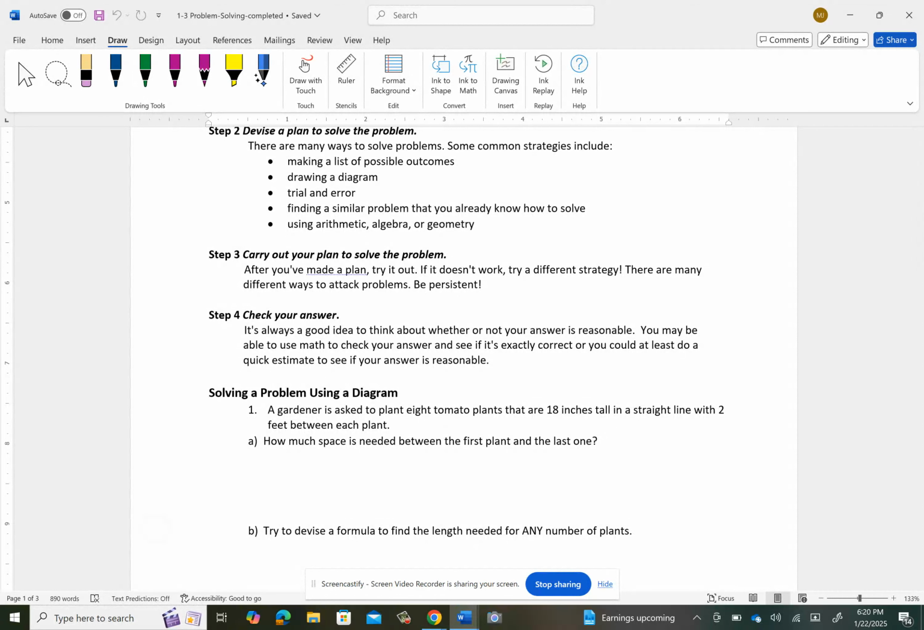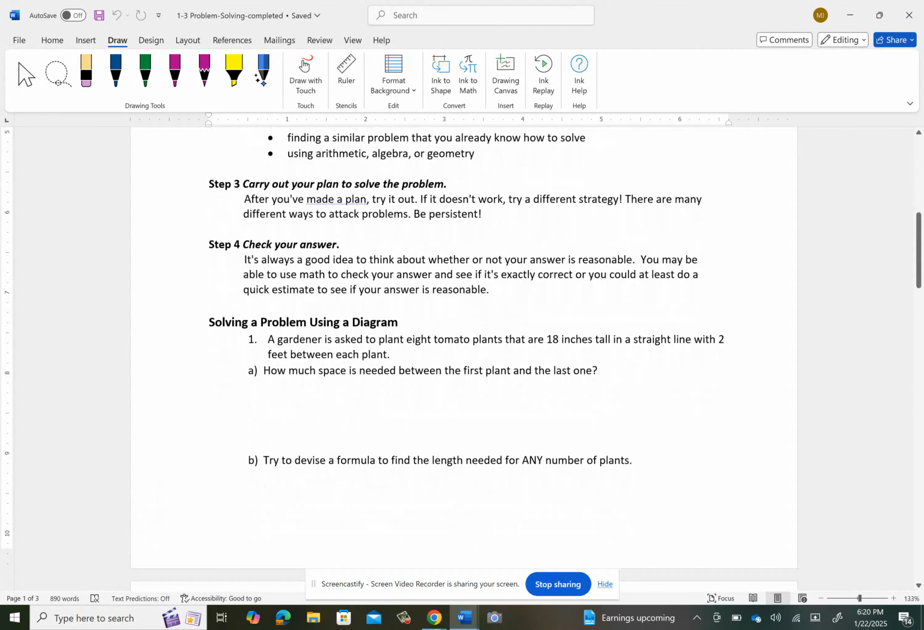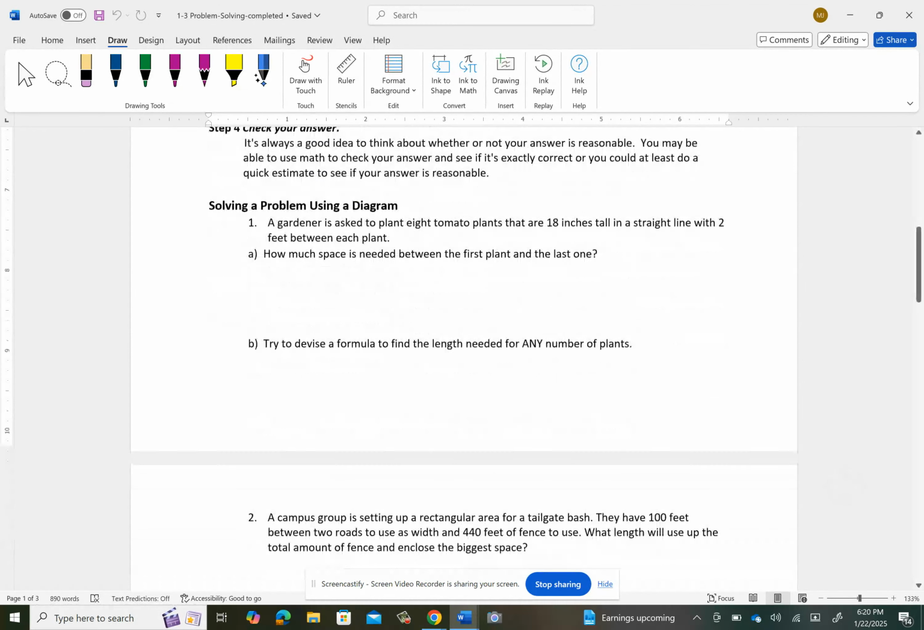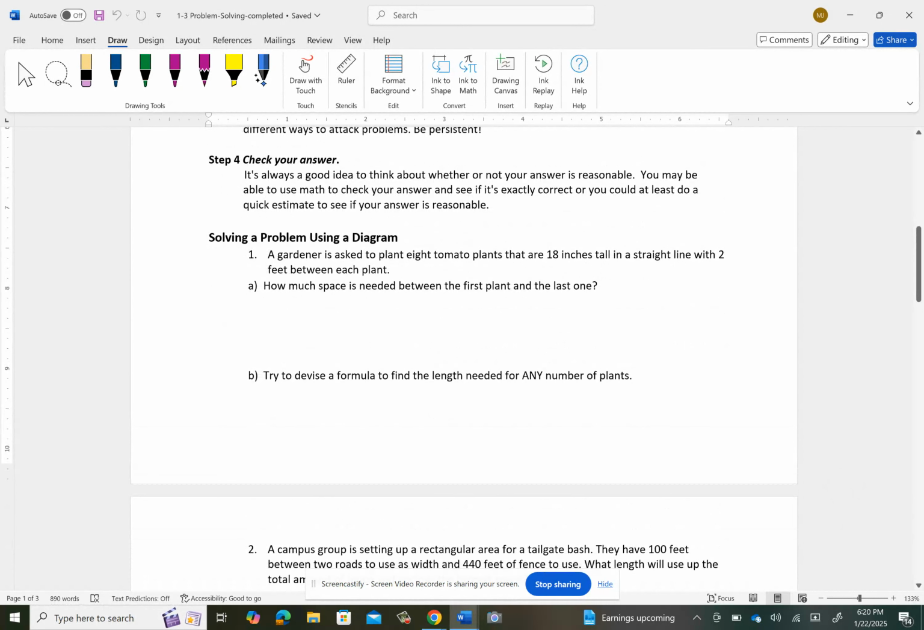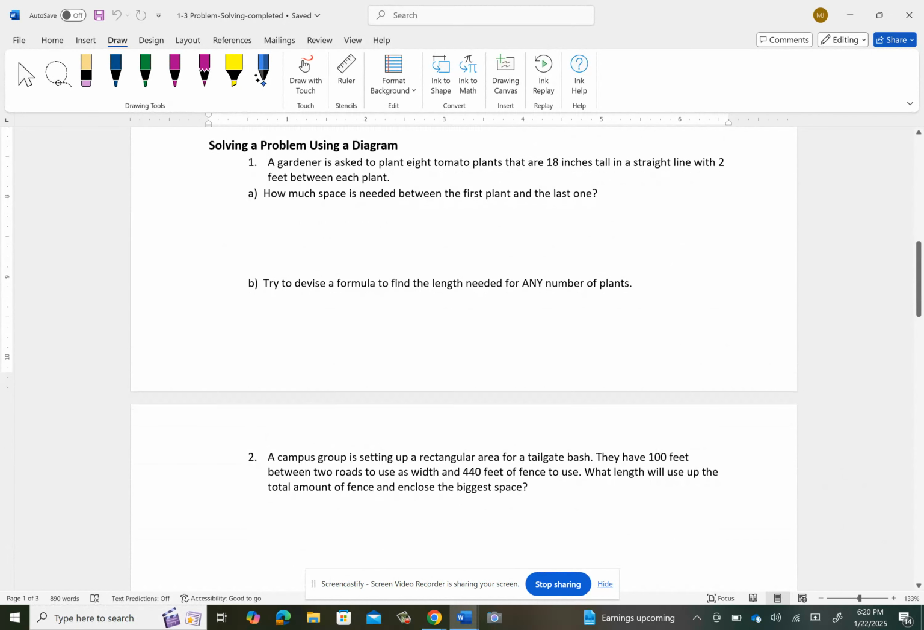Then try it. Try carrying out the plan. If it doesn't work, try something else. Don't just give up. There are many ways to solve a problem. Just be persistent. And then check your answer. Think about the words of the problem, the answers you got, see if it makes sense, see if it's reasonable. So I wanted to just look at a few problems here.